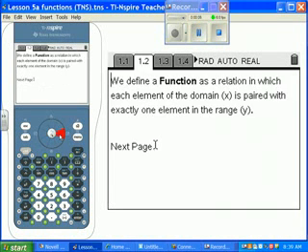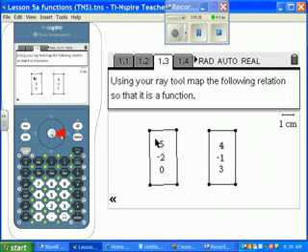Okay, so this is lesson 5A, am I a function? We're going to be talking about what a function is. We define a function as a relation in which each element of the domain, being x, is paired with exactly one element of the range, which is y. Remember domain and range? We went over it together because you guys said you didn't know what it was. Well, now you know.